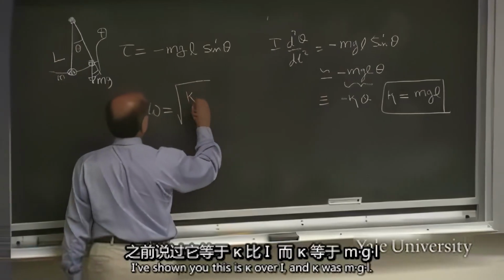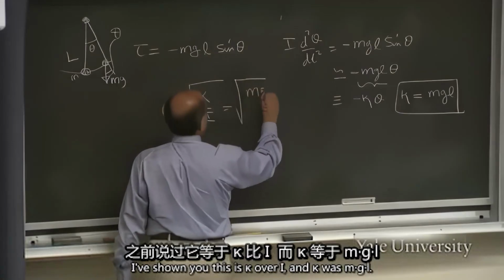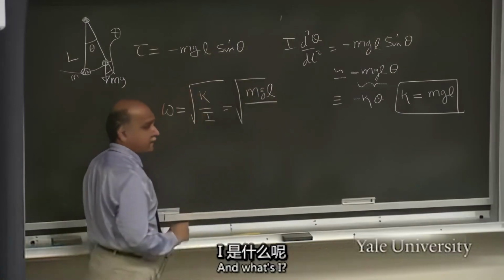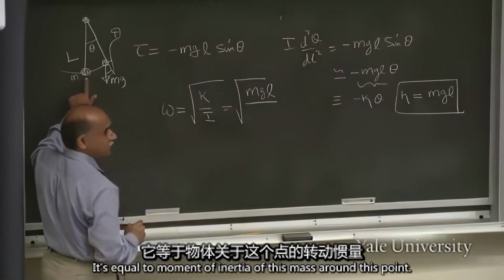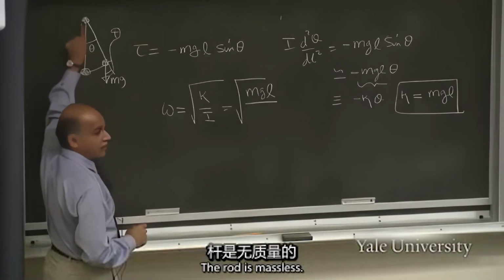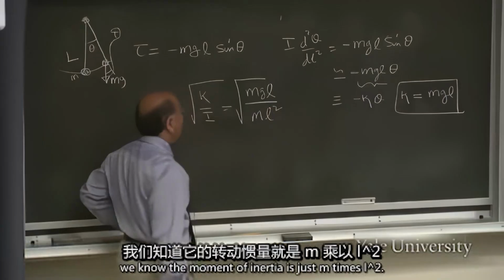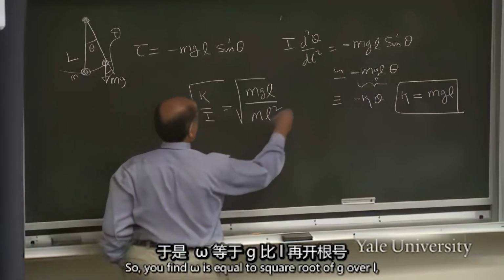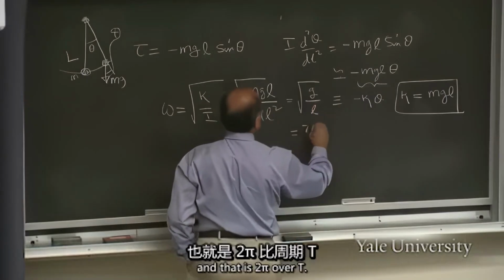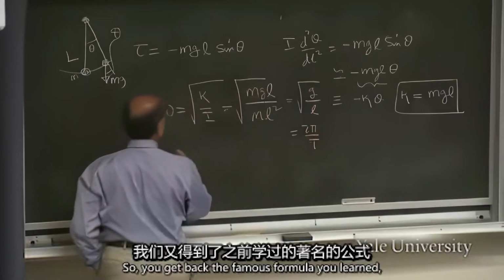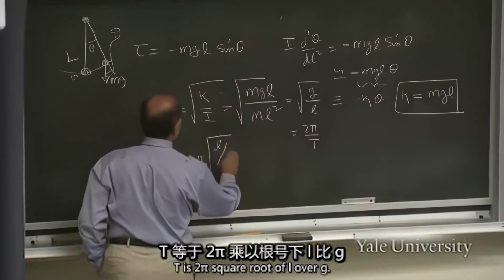I've shown you this is kappa over I, and kappa was what? mgl, and what's I? It's equal to the moment of inertia of this mass around this point. The rod is massless. For a single point mass, we know the moment of inertia is just m times L squared. So you find omega is equal to square root of g over L, and that is 2 pi over T. So you get back the famous formula you learned. T is 2 pi square root of L over g.